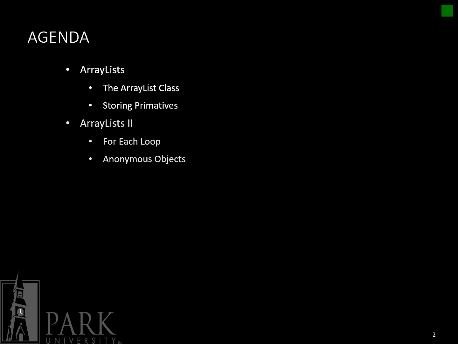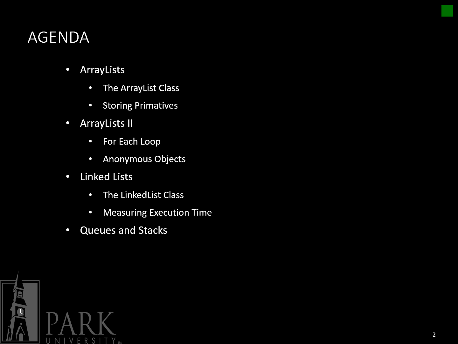So for the agenda today, we are going to cover ArrayLists, and specifically the ArrayList class in Java, and also how to store primitives in them. And then we're going to look at some additional concepts involving array lists, such as for each loops and anonymous objects. And then we're going to go into linked lists, and specifically the linked list class in Java, and also how to measure execution time in your programs.